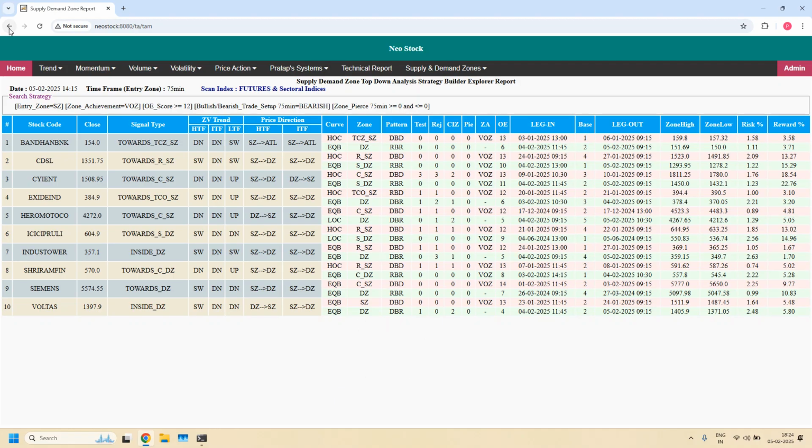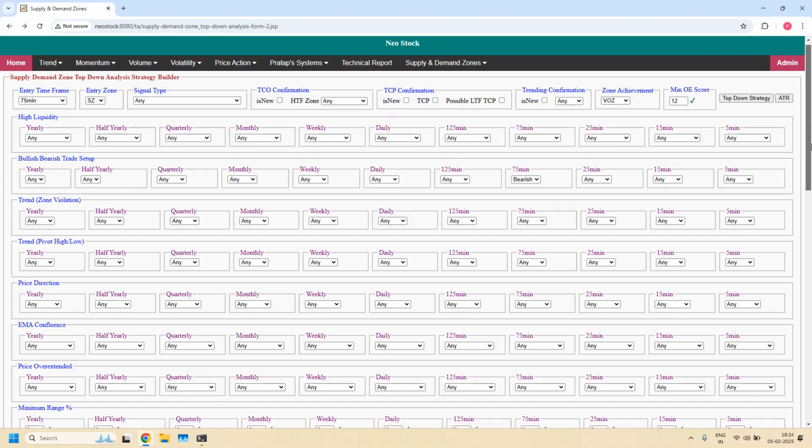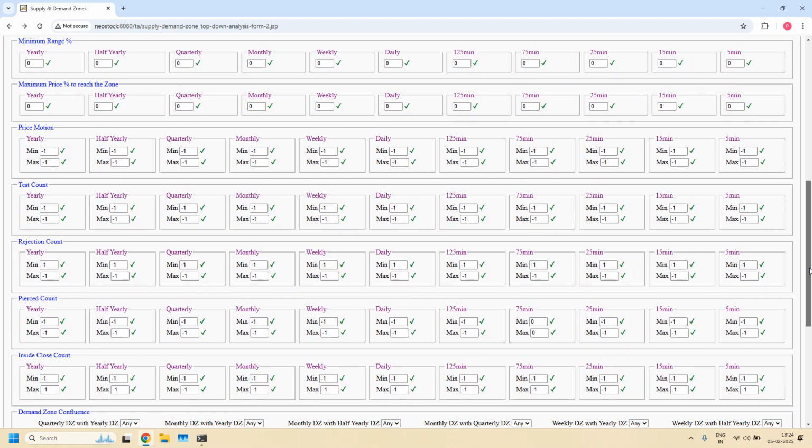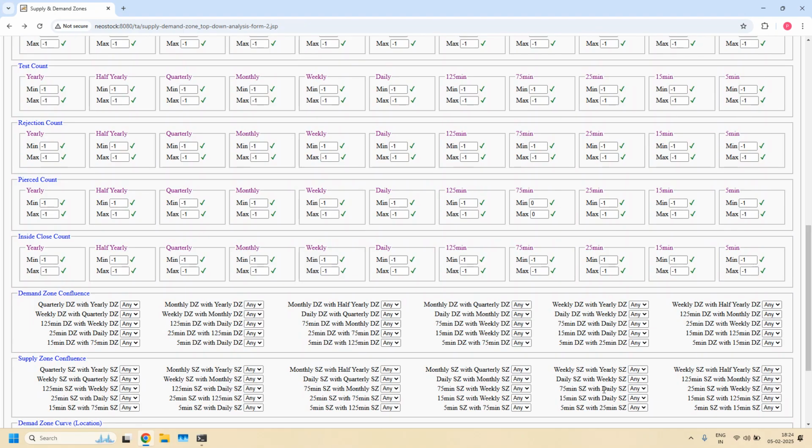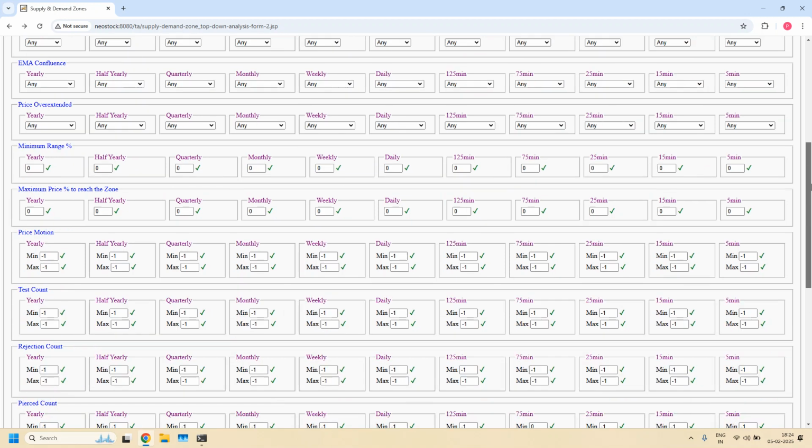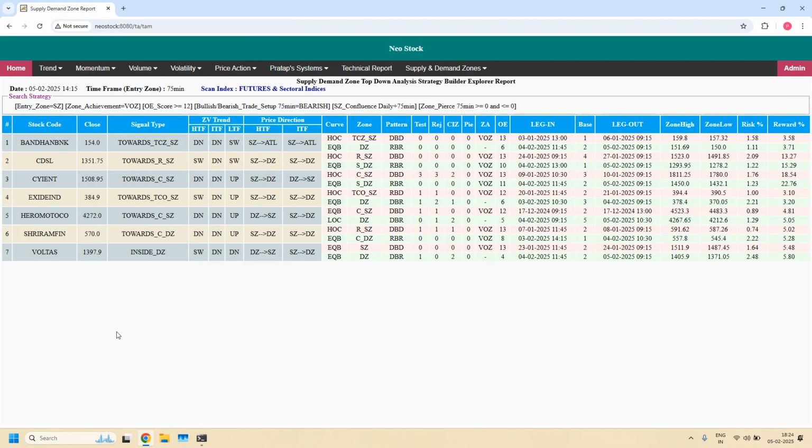Apart from that, based on the zone confluence, first filter in the zone confluence is LTF and ITF supply zone confluence. LTF is 75 minutes, ITF is daily, and 75 with daily supply zone confluence filter is enabled and we got 7 stocks. In these 7 stocks, these 75-minute supply zones are overlapped with daily supply zone. And the daily trend, the ITF trend, is a downtrend.